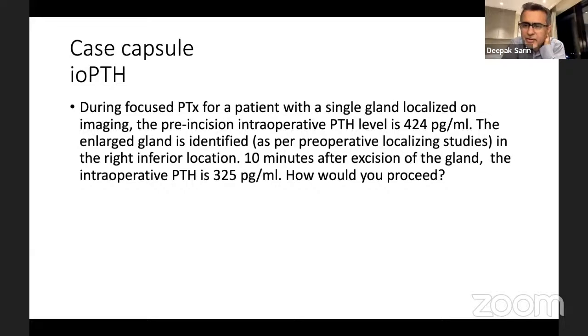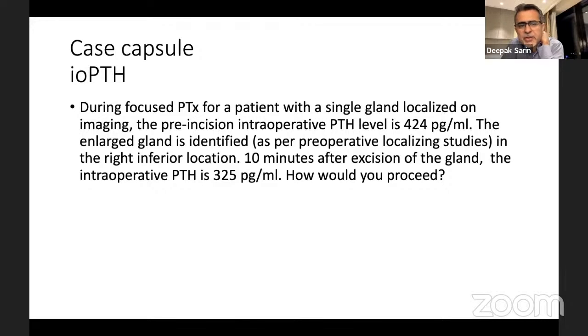We'll come to that. I think the question I wanted to ask was, if you get an inadequate drop, based on whatever protocol you use, what would you do? It seems like you would proceed with the bilateral neck exploration, right? That would be your approach to look for other hyperfunctioning glands.